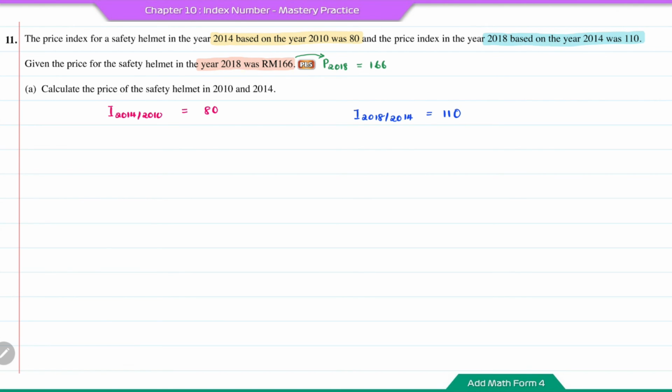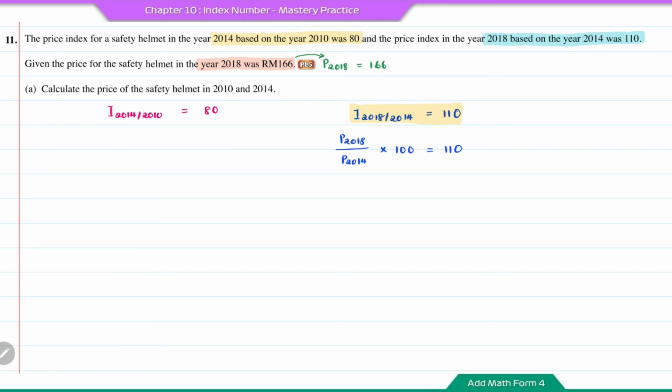For question A, I'm going to find the price in the year 2014 first, as you have been given the price in the year 2018. So first we're going to use this information. To get the answer of 110, we are going to take the price in the year 2018, divide it with the price in the year 2014, and multiply this with 100. This will give us the answer of 110.